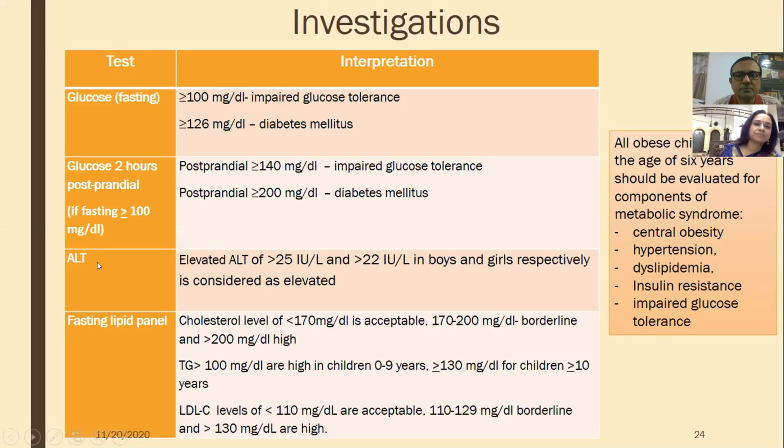One must measure the ALT levels, and even a mild elevation of ALT beyond 25 and 22 in boys and girls respectively is considered to be elevated. And one would like to look at the fasting lipid panel to pick up dyslipidemia. This is something that should be done in all obese children, apart from, of course, the clinical assessment that we have spoken about earlier, including hypertension.